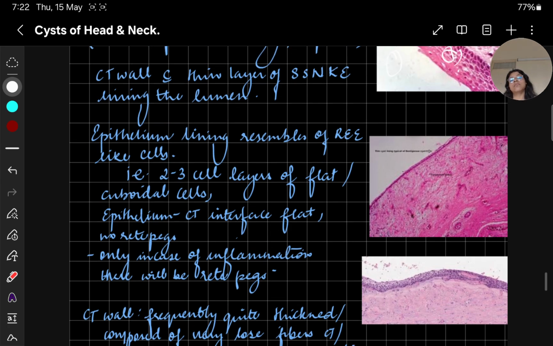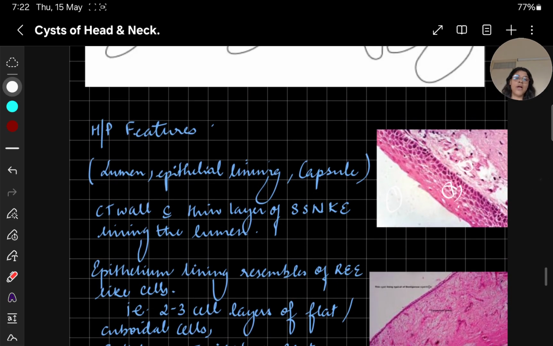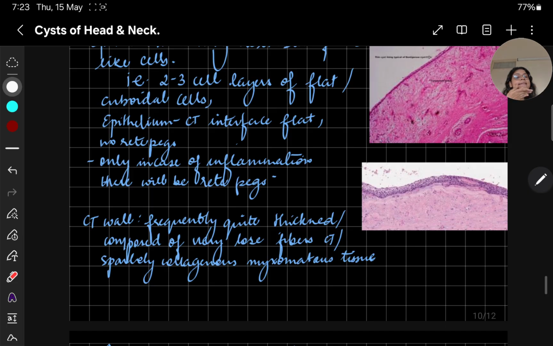Epithelium, connective tissue interface is flat, no rete pegs. Only in case of inflammation will there be rete pegs. The connective tissue wall is frequently quite thick and composed of very loose fibrous connective tissue, sparsely collagenous, myxomatous tissue. So myxomatous is mucus type tissue.